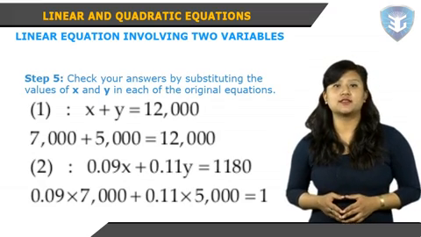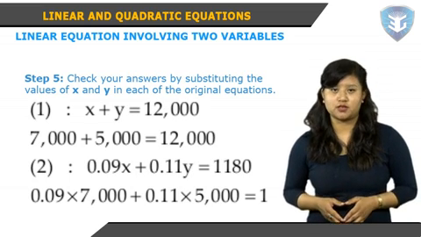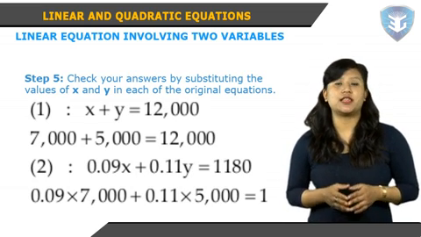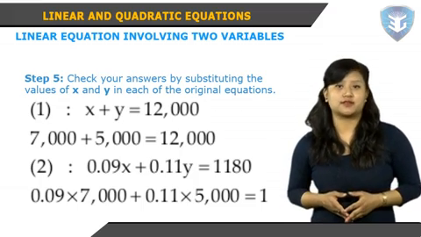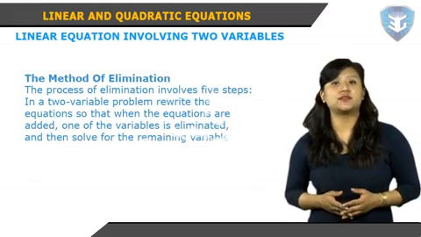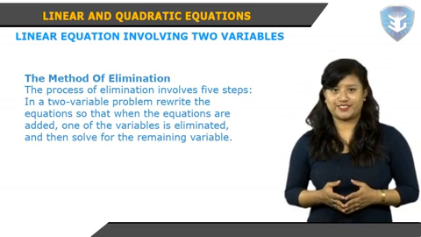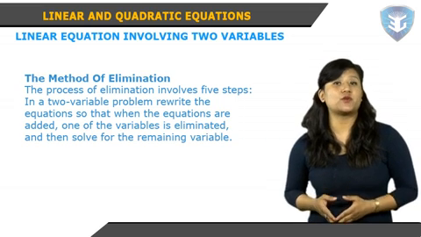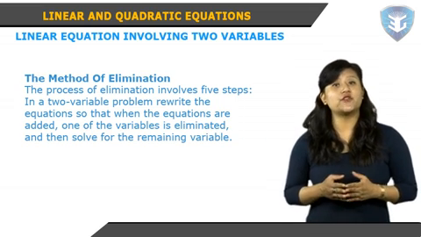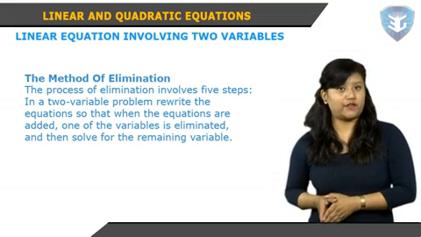Step 5. Check your answers by substituting the values of x and y in each of the original equations. If after the substitution the left side of the equation equals the right side, you know that your answers are correct. The method of elimination. The process of elimination involves 5 steps. In a 2-variable problem, rewrite the equations so that when the equations are added, one of the variables is eliminated, and then solve for the remaining variable.